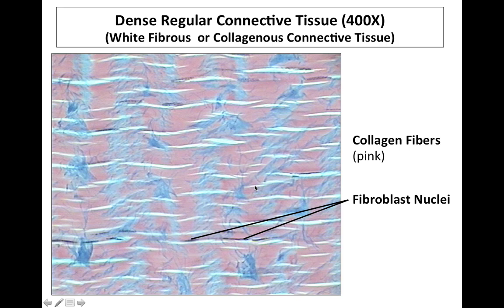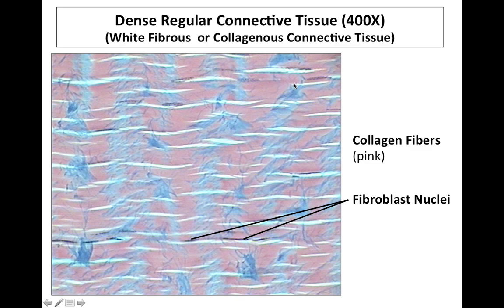Dense regular connective tissue has two other names that we examine. It's also called white fibrous connective tissue, or it's called collagenous connective tissue. Here you again see fibroblasts, so they are the tiny dark nuclei of the fibroblasts. Those fibroblasts have secreted pink collagen fibers.